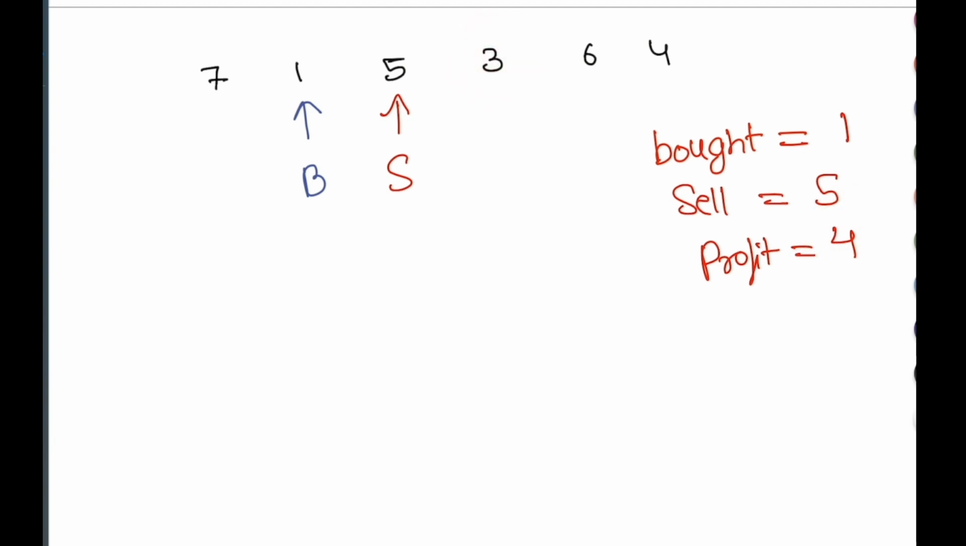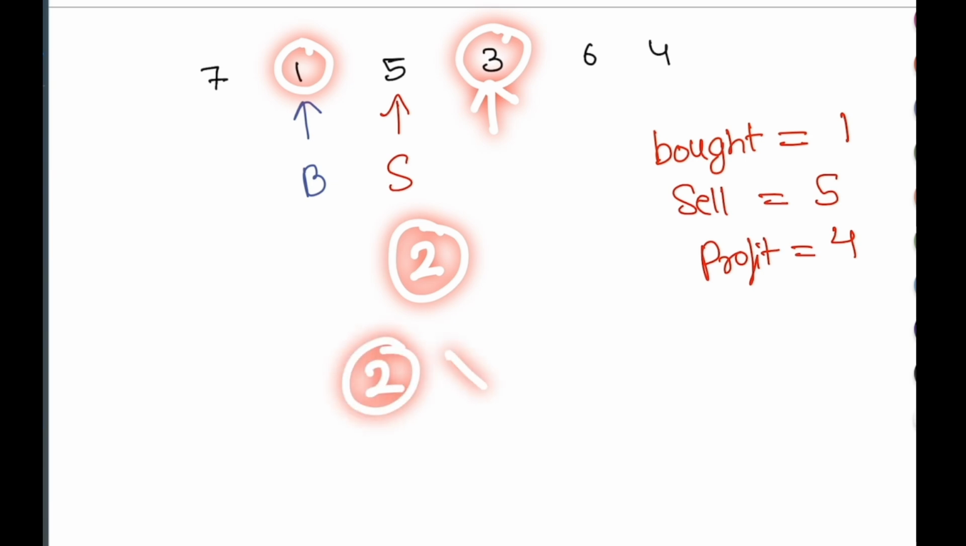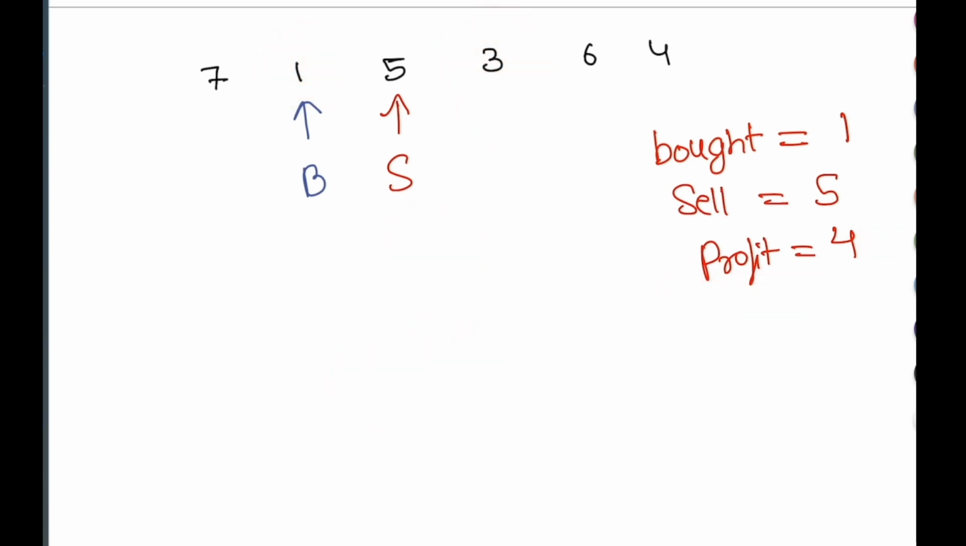It is 3. Again, we have two options. Either you buy this or you sell this. As of now, I have bought a stock at 1. Why should I buy it at 3, right? I will not buy. Should I sell this? If I sell the stock at a price of 3, then the profit is actually going to be 2, right? I have bought it at 1. If I'm selling at 3, the profit is 2. No, I'm not going to sell this. Reason being, I already have made a profit of 4 with a previous transaction.